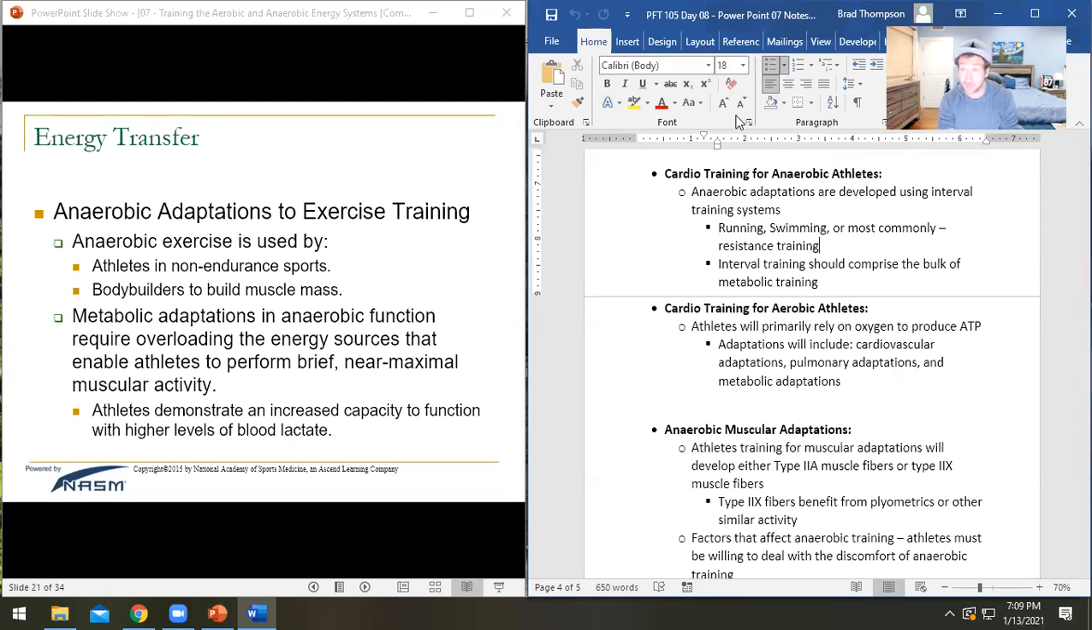I love marathoning personally, but it's not going to serve you very well. Marathoning is not the type of cardio that really gives you the energy that you need for bodybuilding, but anaerobic adaptations do. So get yourself up to that super high heart rate and then recover. I really like a 1-to-3 ratio.